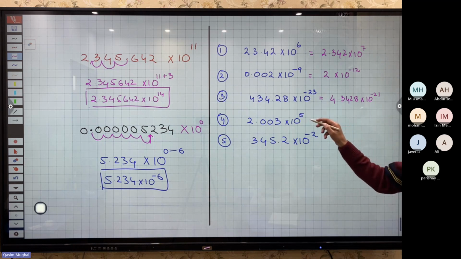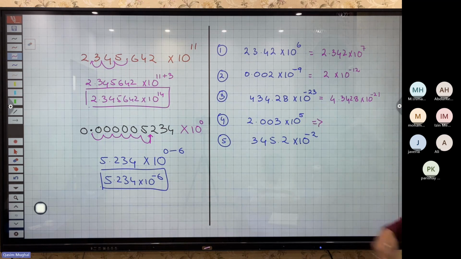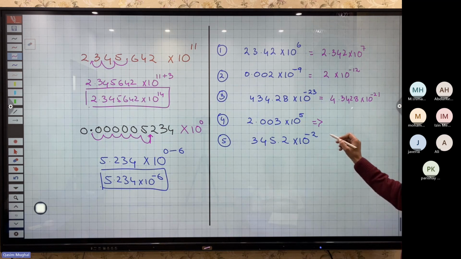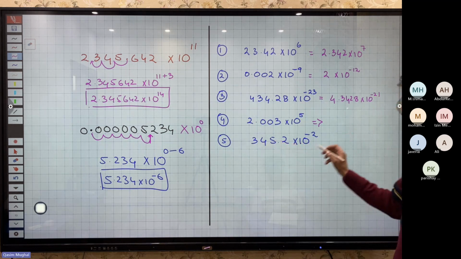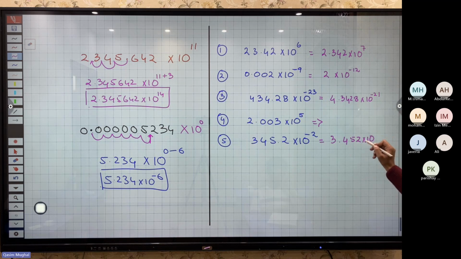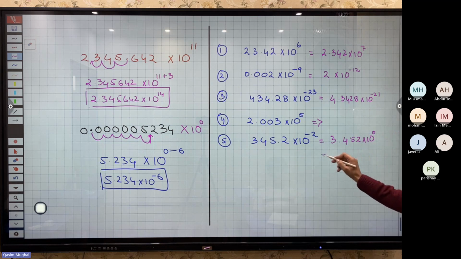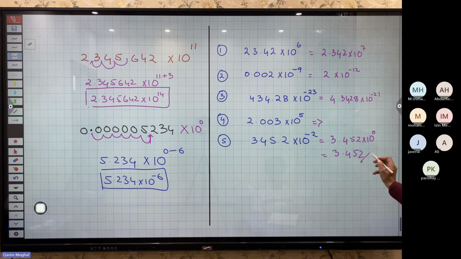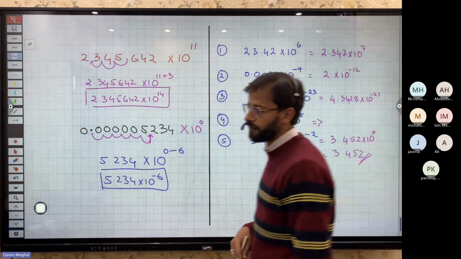This is already in standard form, isn't it? Okay, this one. So I need to move the decimal 2 spaces to the left. So this is going to be 3.452 into 10 raised to the power of 2 spaces up. So minus 2 plus 2 is 0. There is no need to write 10 raised to the power 0. So this is your final answer, 3.452. Clear?